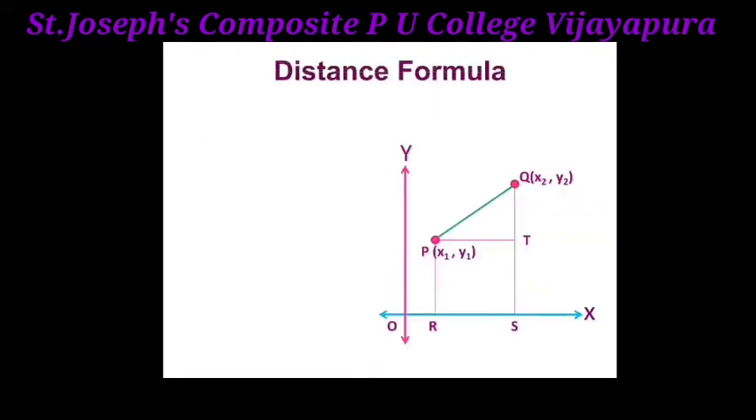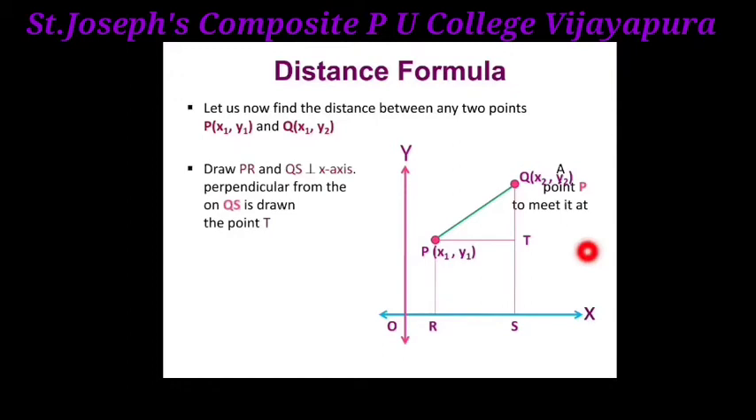Now let's derive the distance formula, which is very important for class 11. So distance formula, let us now find the distance between any two points P(x1, y1) and Q(x2, y2). So the green line where the endpoints P and Q having the coordinates x1, y1 and x2, y2 respectively. Now draw the lines PR and QS perpendicular to the x-axis. This PR and QS are the lines which are perpendicular to the x-axis.